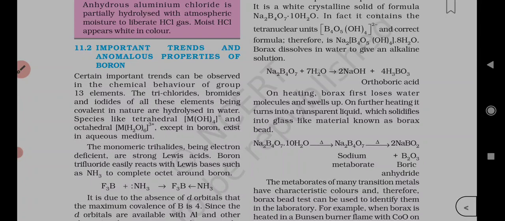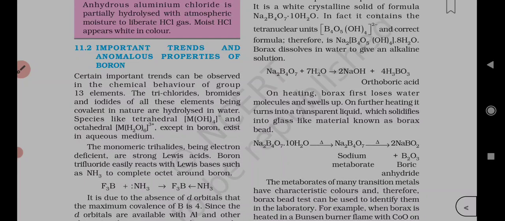Certain important trends can be observed in the chemical behavior of group 13 elements. The trichlorides, bromides and iodides of all these elements, being covalent in nature, are hydrolyzed in water. Species like tetrahedral [M(OH)4]⁻ and octahedral [M(H2O)6]³⁺, except in boron, exist in aqueous medium. The monomeric trihalides, being electron deficient, are strong Lewis acids. Boron trifluoride easily reacts with Lewis bases such as ammonia to complete octet around boron.